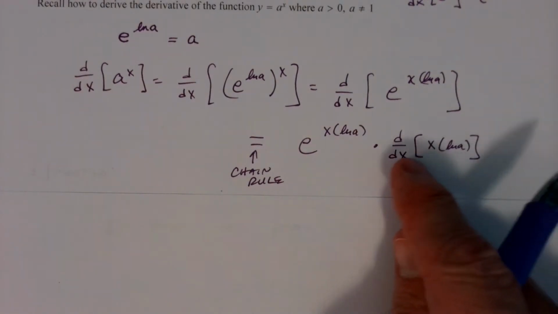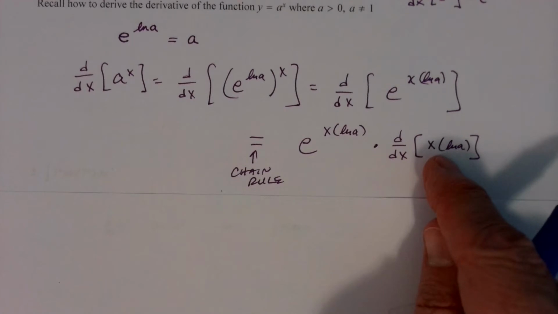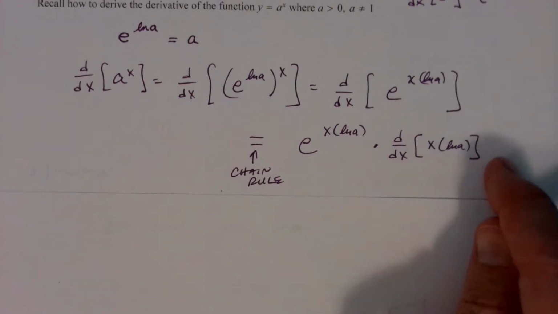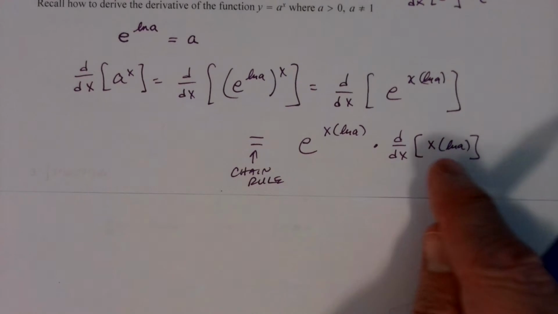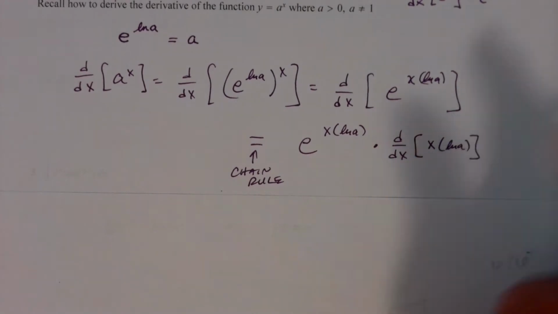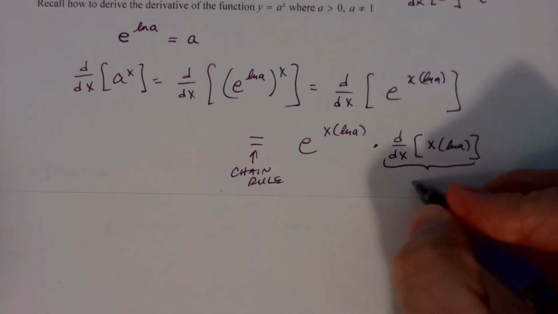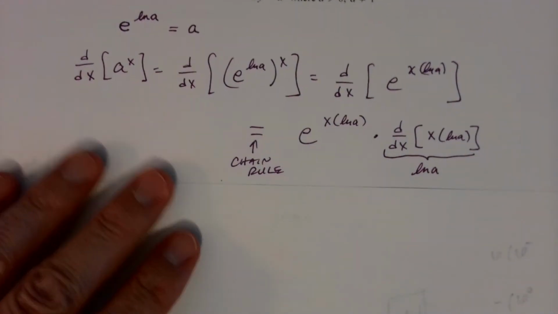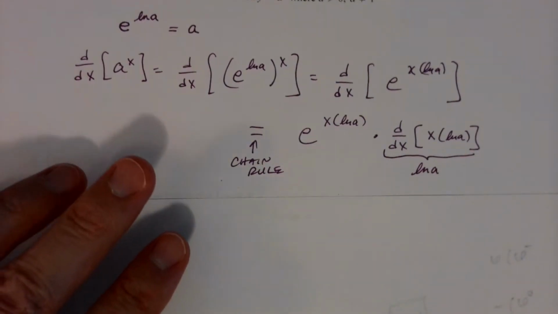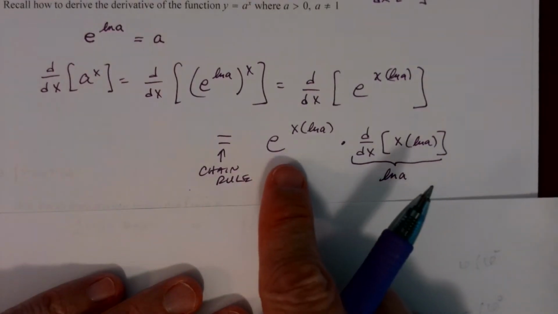Think about it: what's the derivative of 2x? 2. What's the derivative of 5x? 5. What's the derivative of 1/4 x? 1/4. What's the derivative of natural log of a times x? Just the natural log of a. Natural log of a is a constant, so the derivative of natural log of a times x is the natural log of a. And so what do we have for our final answer?